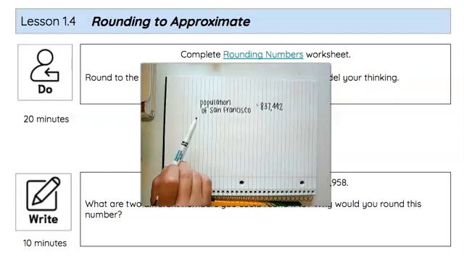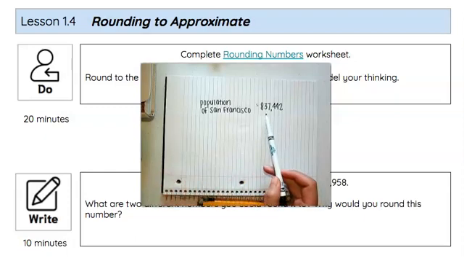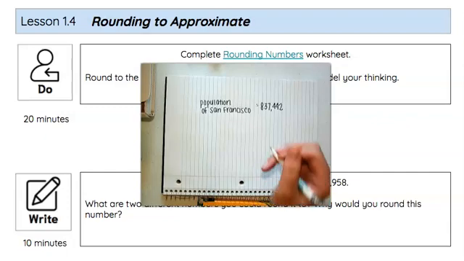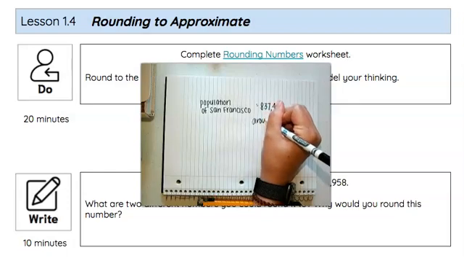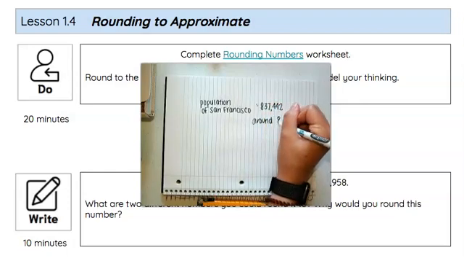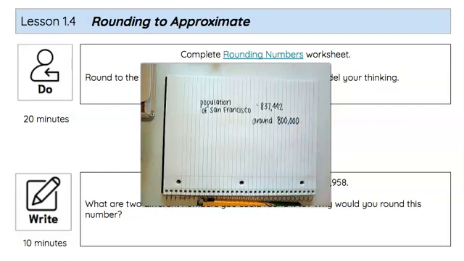The population of San Francisco is 837,442. You wouldn't often hear somebody talking about the population of San Francisco using that number. You probably hear them say something like, the population of San Francisco is around 800,000. This is an example of how we can round numbers to make them a little bit more simple.